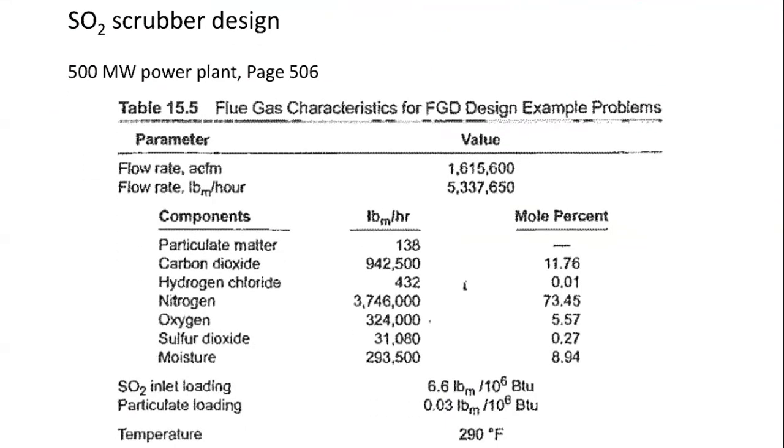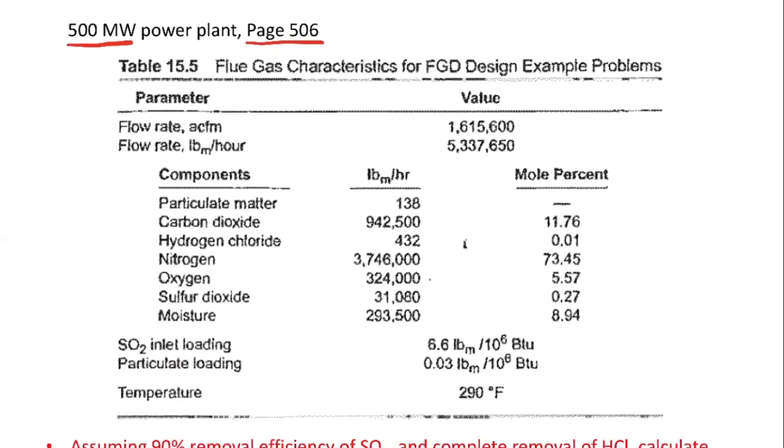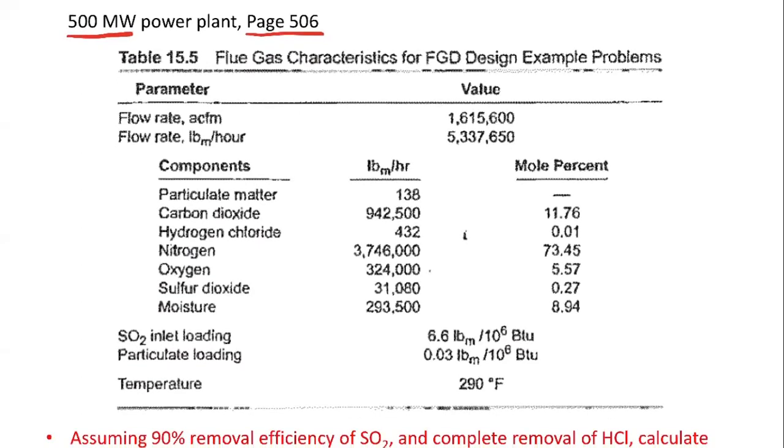Okay, so this is the example problem that's given in your textbook on page 506. And this problem basically wants you to design a sulfur dioxide scrubber system. Okay, so it's talking about a 500 megawatt power plant, and also provides you the sulfur content in their coal. And then this is basically a table showing the flue gas composition, or flue gas characteristics.